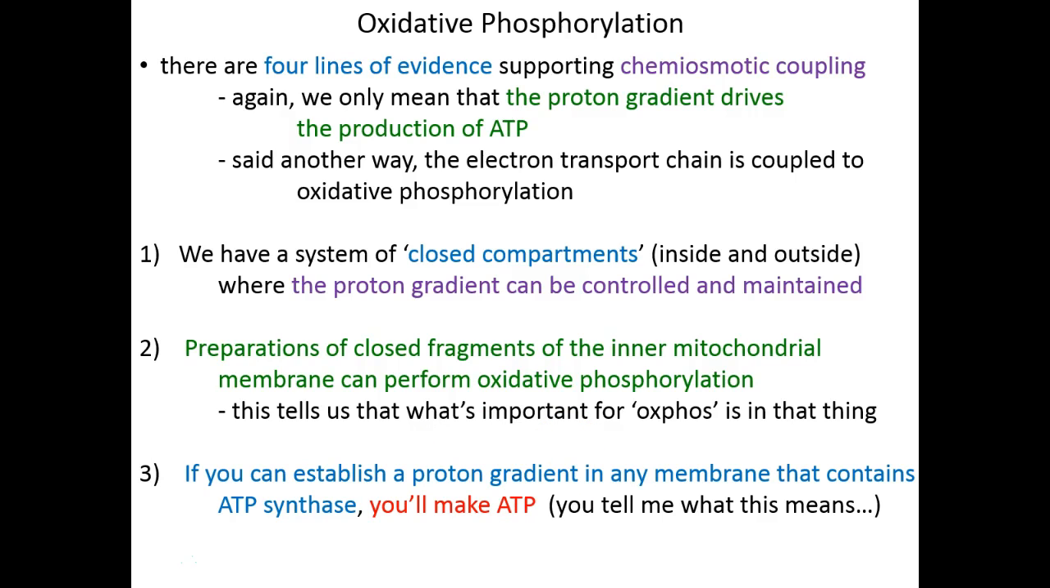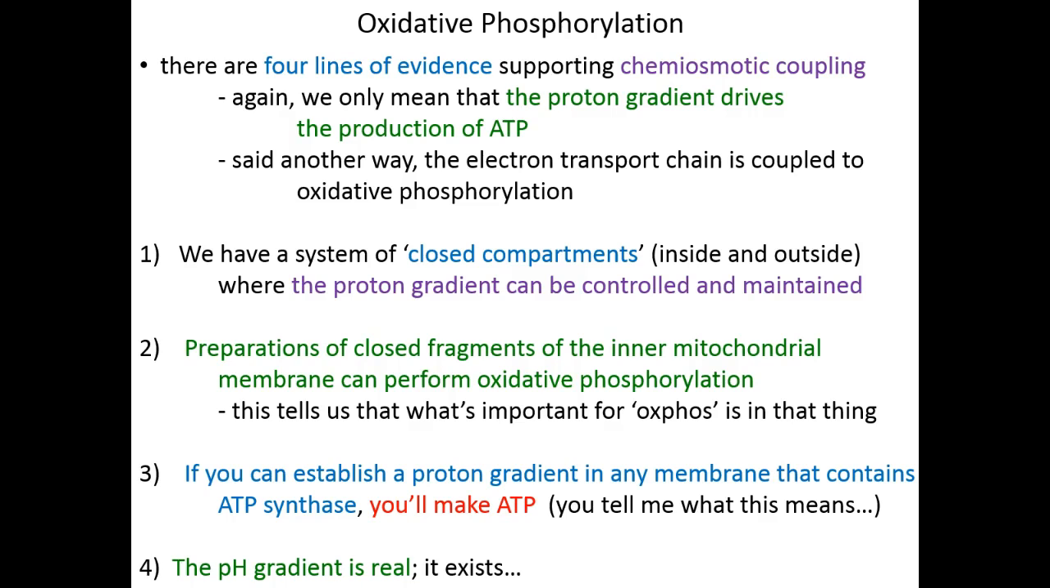Three, if experimentally you can establish a proton gradient, again by manipulating pH values on either side of ATP synthase, and you have a membrane in between those differential pHs that contains the protein ATP synthase, you'll make ATP. That tells us that protons flowing through ATP synthase allows ATP to be made.